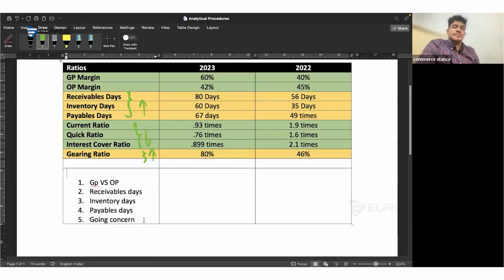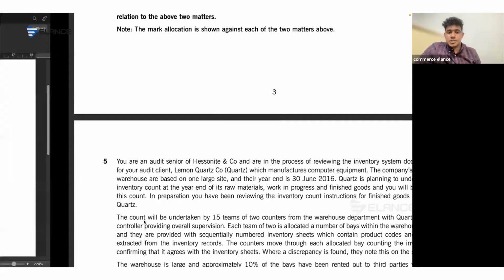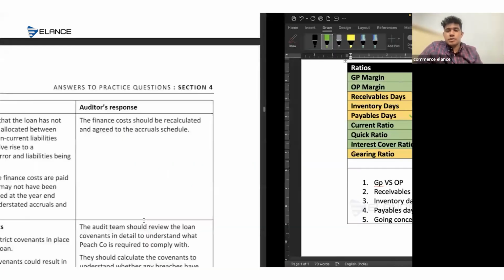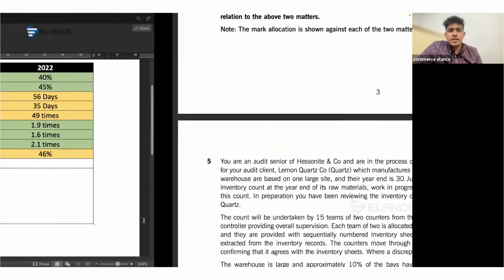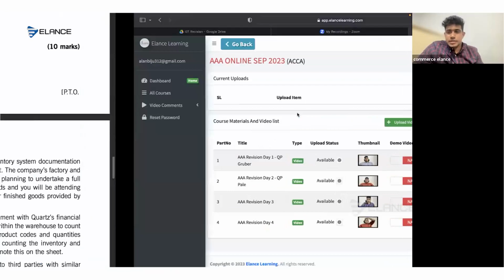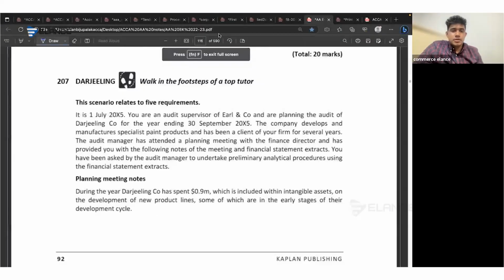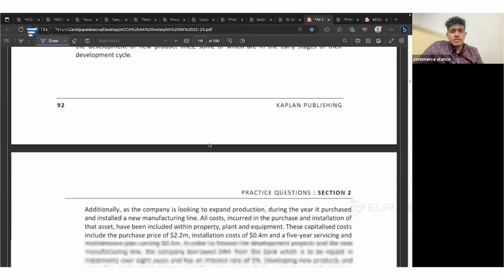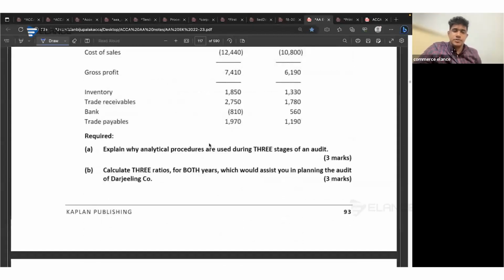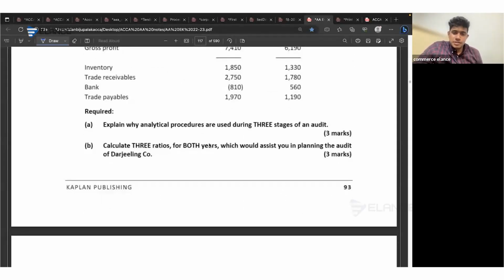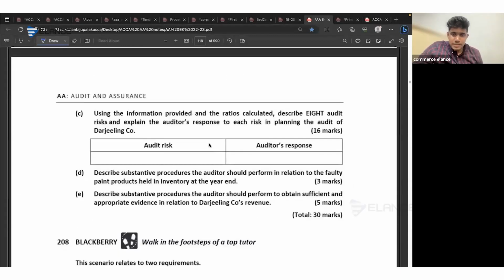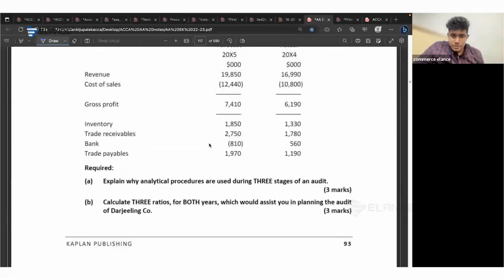Alright, so we will just do one thing now. We will start with a question, and then we will move on to the other discussion part. So we'll start with a question from the area of audit risk itself. We're going to start with an old question firstly, and then we will move on to the latest question, because there are not many questions issued by the examiner very recently which are based on audit risk with analytical procedures.